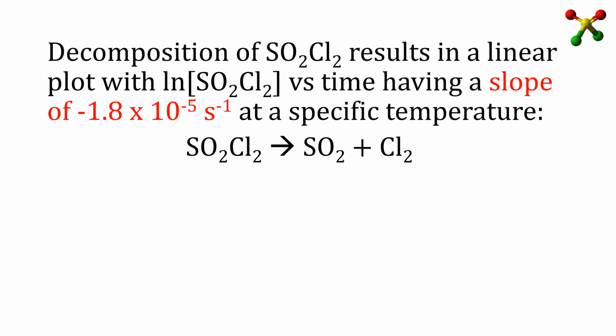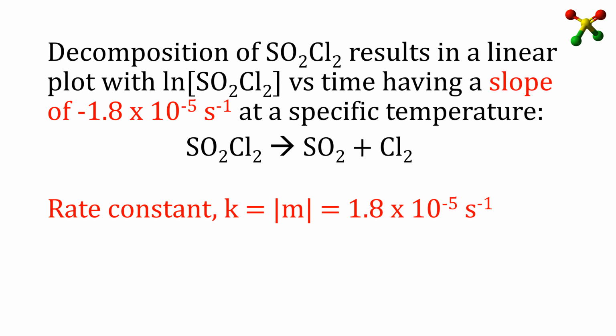The second clue is that the linear plot has a slope of negative 1.8 times 10 to the negative 5 inverse seconds. We know that the rate constant, k, is equal to the absolute value of this slope. Therefore, the rate constant for this reaction is 1.8 times 10 to the negative 5 inverse seconds.